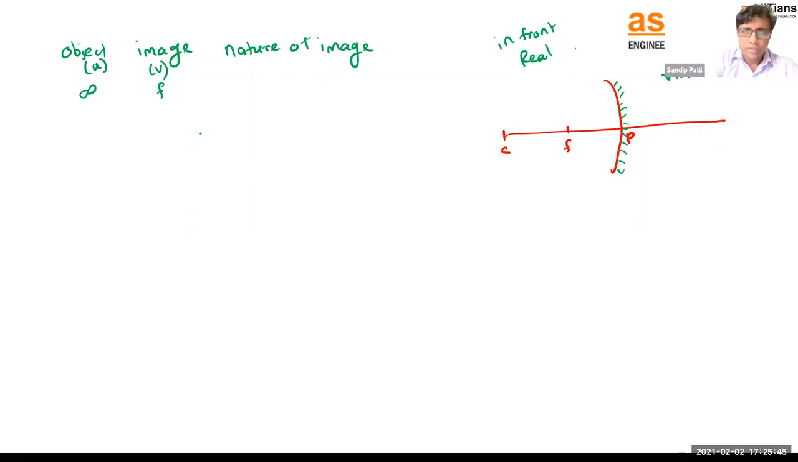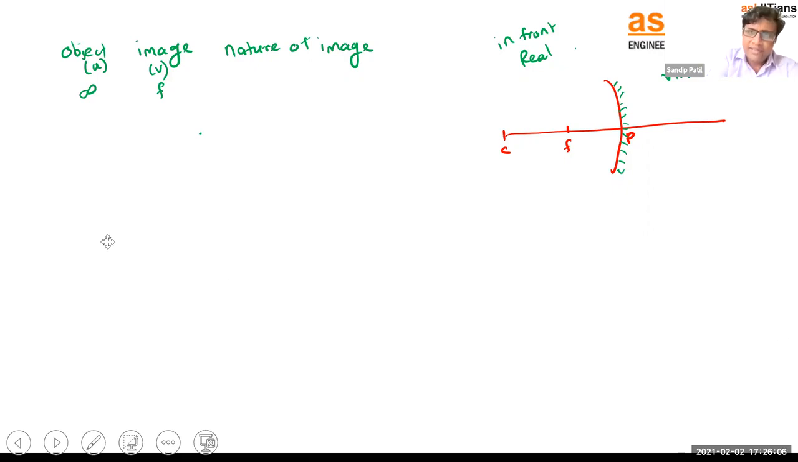So what type of image are we getting, is it real or virtual? If you remember, we got some images which are inverted also, or small size or magnified. Small size means diminished, and magnified means big size, we can say. So we are going to write about that too.